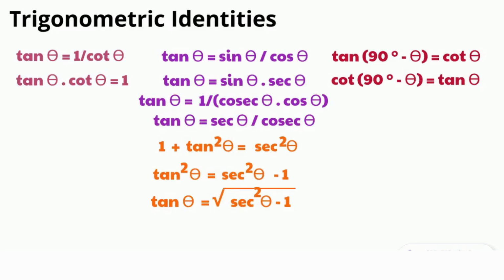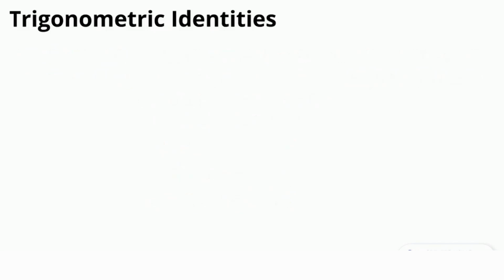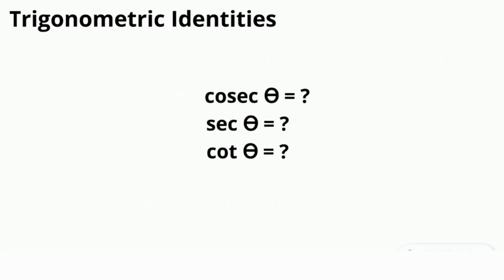Next, complementary angle identities. Tan of 90 degrees minus theta is equal to cot theta. Next, Pythagoras identities. 1 plus tan square theta is equal to secant square theta. From this we can write the below 2. Then the rest of cosecant, secant and cot theta is there. You have to work it out.